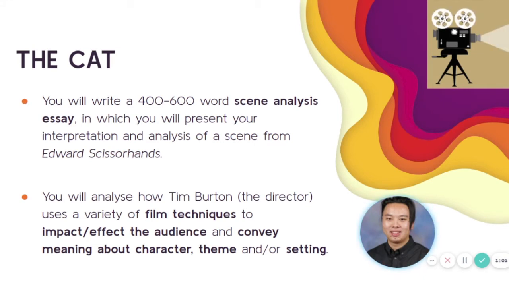I'm going to choose a short scene, probably anywhere between 3 to 5 minutes from the film, and you will have to present an interpretation and analysis of that scene. You're going to specifically analyze how Tim Burton, the director of Edward Scissorhands, uses different film techniques to impact and affect the audience. But you're also going to analyze how Tim Burton uses specific techniques to convey meaning about the characters, the themes, and the settings in Edward Scissorhands.